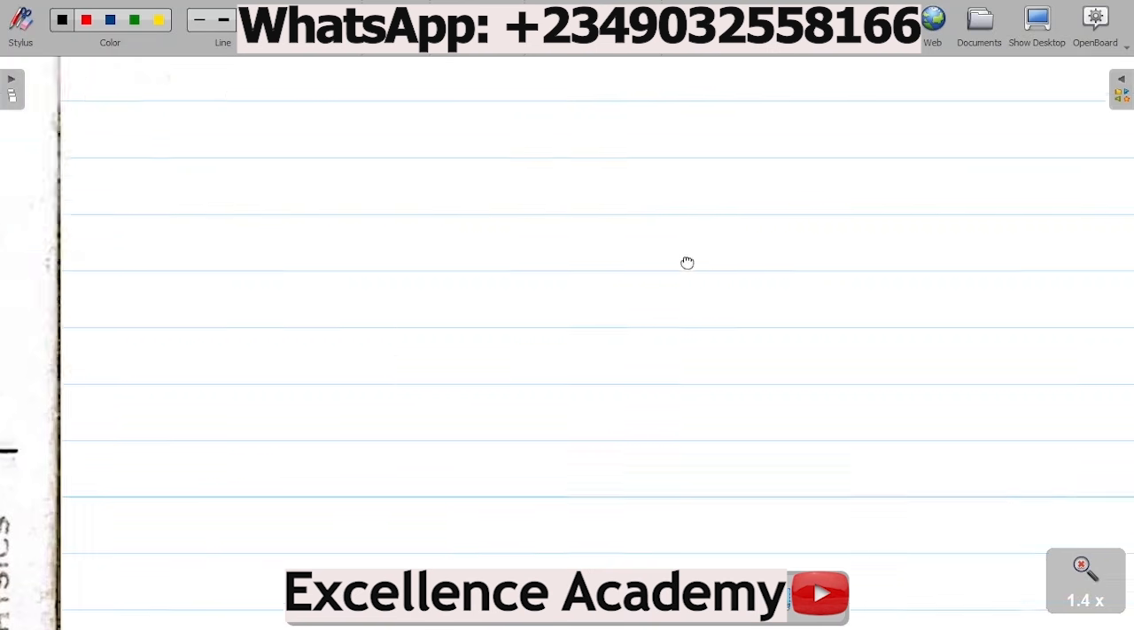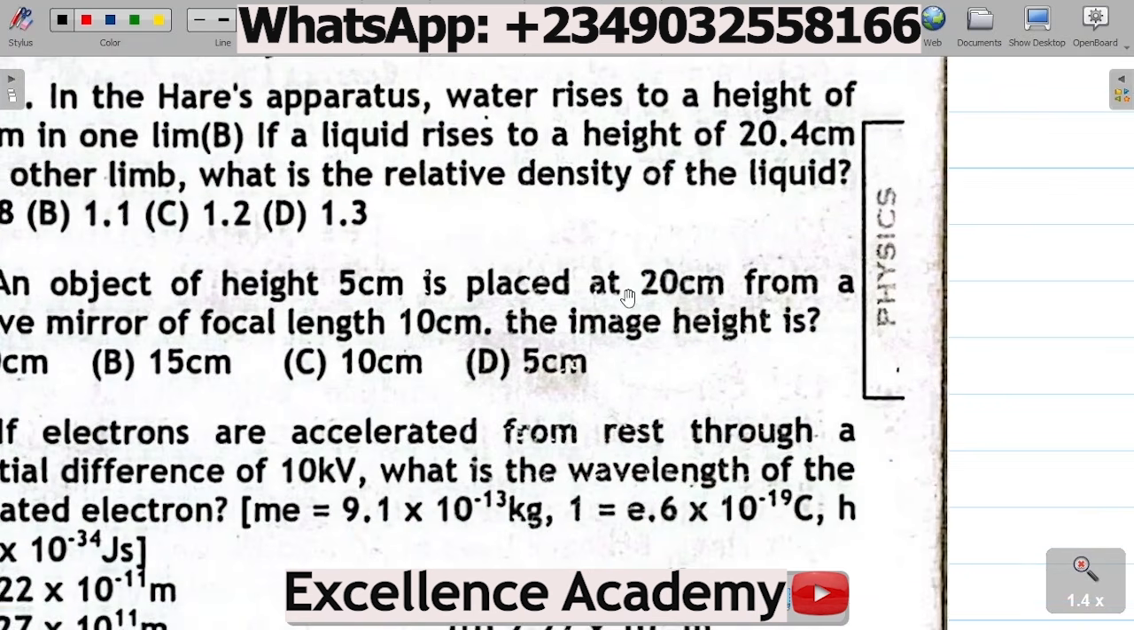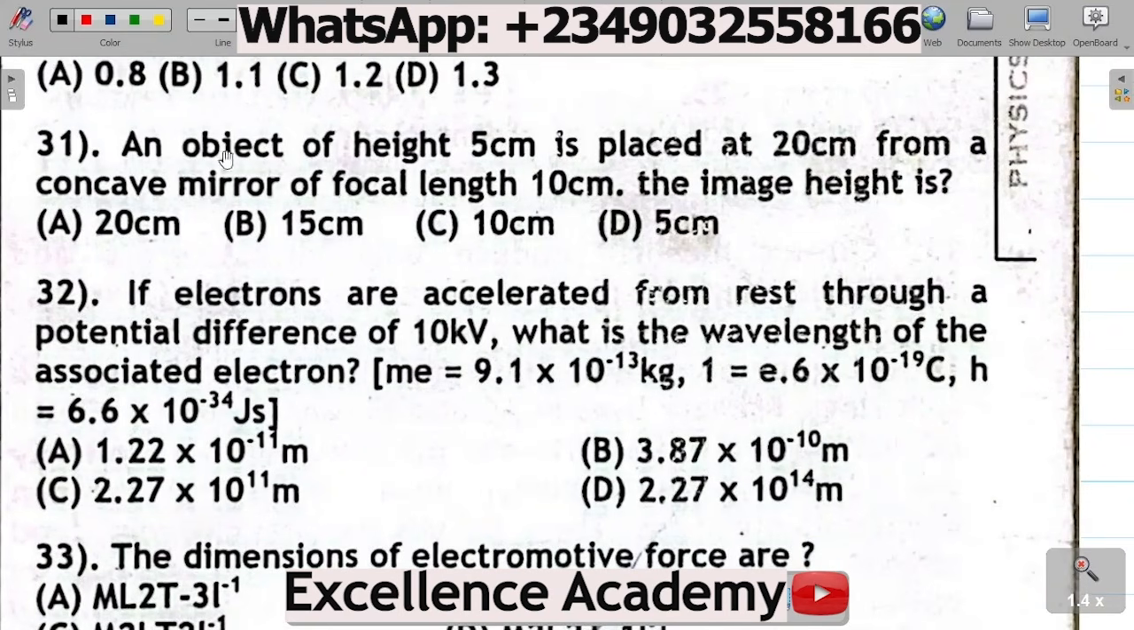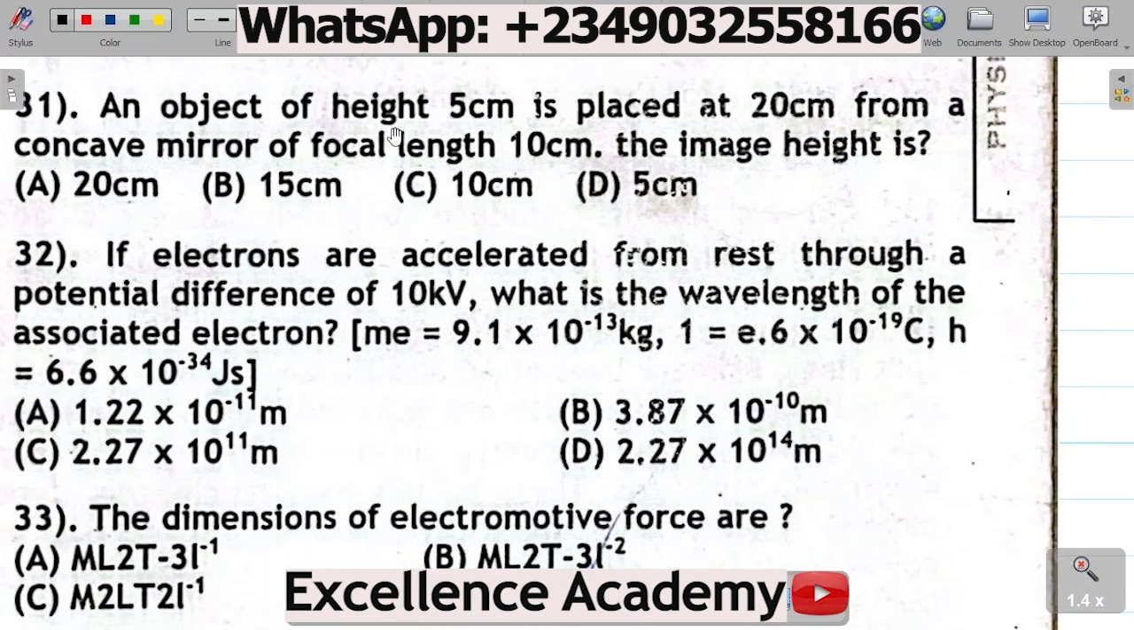Also, coming back to the question there, question number 31. So we've gotten the height of the object, 5 cm. They said is placed at 20 cm from a concave mirror. So 20 cm becomes the object's distance, all right? So the object has a height of 5 cm and is placed at 20 cm. So the object distance is 20 cm from a concave mirror of focal length 10 cm. So you have focal length that's 10 cm. You're asked to find the image height.